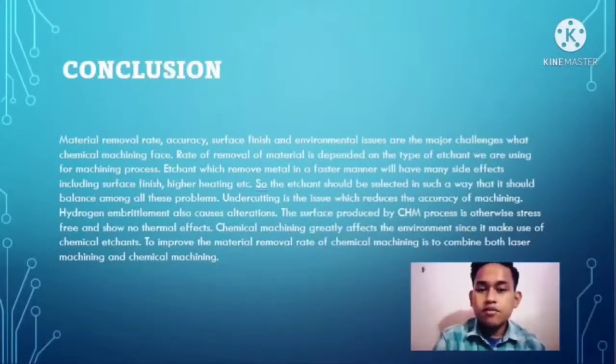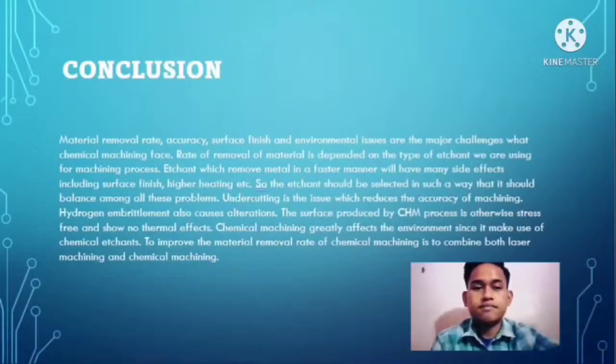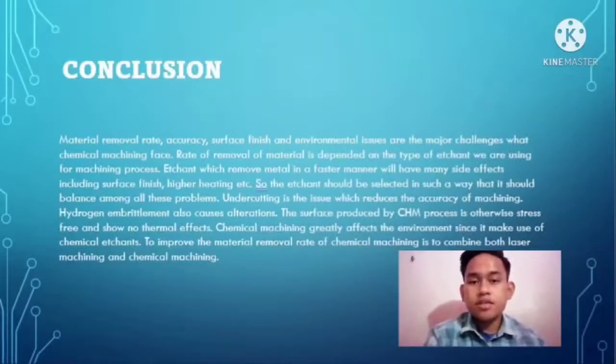The conclusion: material removal rate, accuracy, surface finish, and environmental issues are the major challenges chemical machining faces. The rate of removal of material is dependent on the type of etchant we are using for the machining process. Etchants which remove metal in a faster manner will have many side effects, including poor surface finish and higher heating. So the etchant should be selected in such a way that it ensures a balance among all these problems.